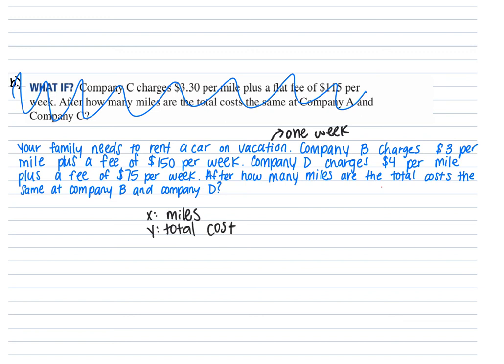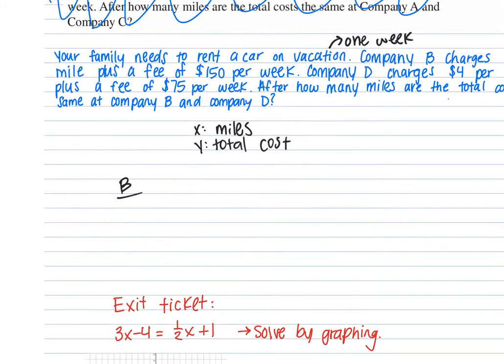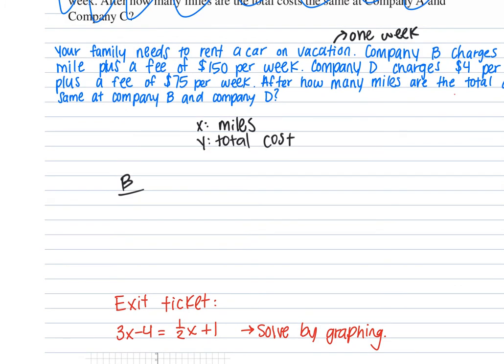Okay? So let's write two equations that involve Company B and Company D. Let's write Company B over here. What would be the equation for the cost of Company B? Andrew? You can do B equals 3x plus 75 equals y. Super close. Storm? 3x plus 150. Andrew, it says 150 for Company B. Oh, my bad. Okay, so it's 3x plus 150.